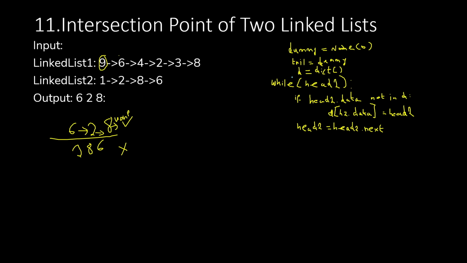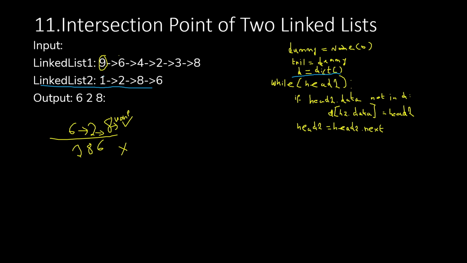Now we're taking d equal to dict here. So we're taking a dictionary so we can store the linked list 2 values. Once we store the second linked list values inside a dictionary, you may also take a set. I have taken a dictionary. If you feel it is complex, you can take a set and try yourself. But in this question, I have taken a dictionary.